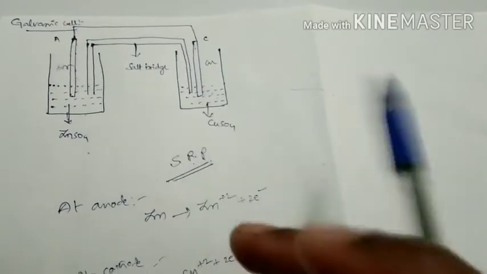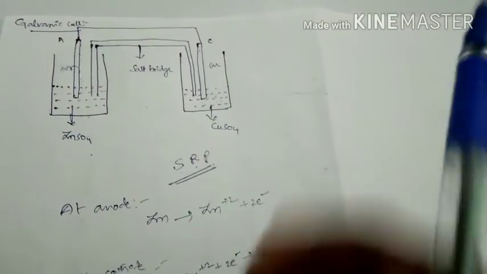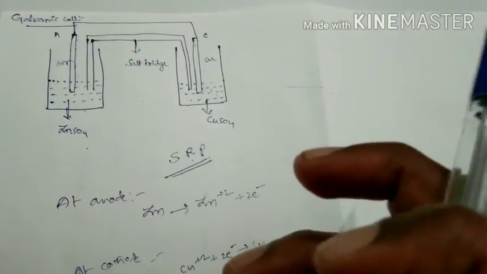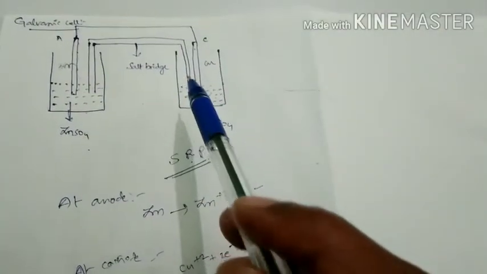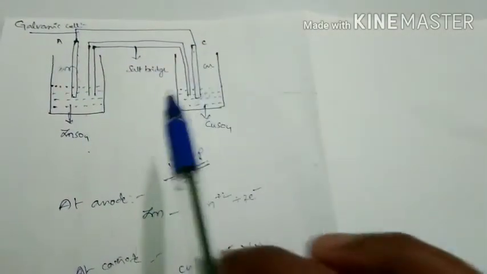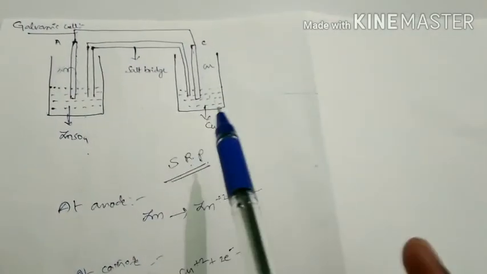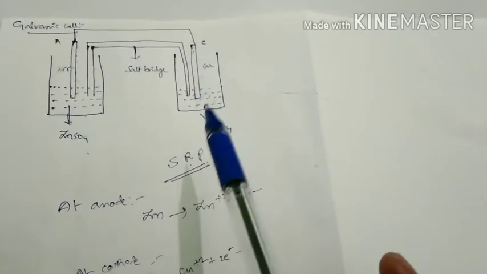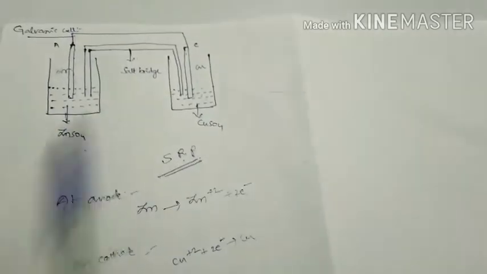That agar-agar gel is a transparent medium which transfers ions, nothing but cations and anions, to the respective electrodes with equal speed. That is the role of the salt bridge. So this is all about the construction of galvanic cell.